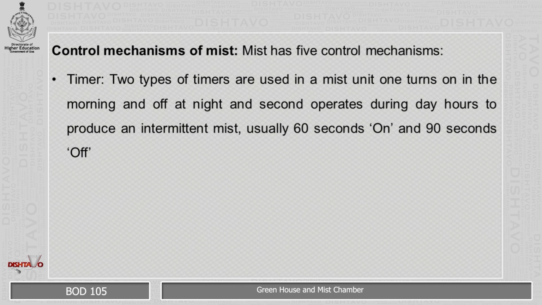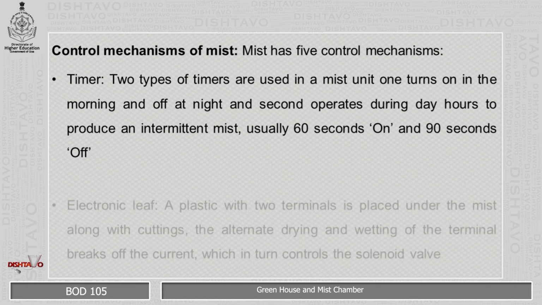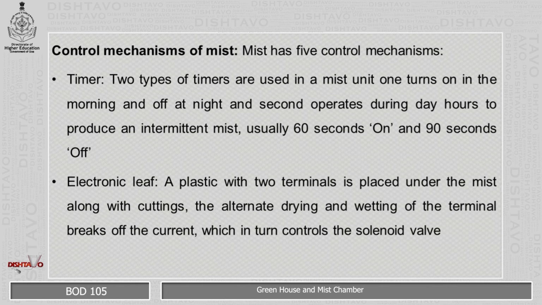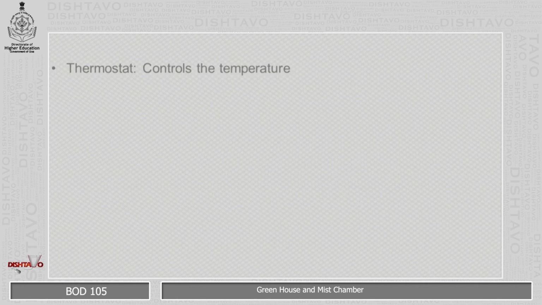First one is timer. 2 types of timers are used in a mist unit. One turns on in the morning and off at night and second operates during day hours to produce an intermittent mist, usually 60 seconds on and 90 seconds off. Next is electronic leaf. A plastic with 2 terminals is placed under the mist along with cuttings. The alternate drying and wetting of the terminal breaks off the current which in turn controls the solenoid valve.